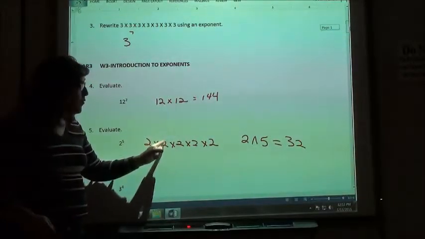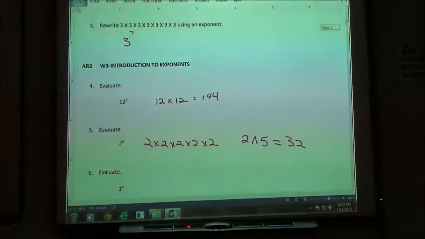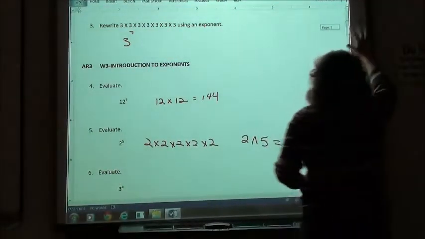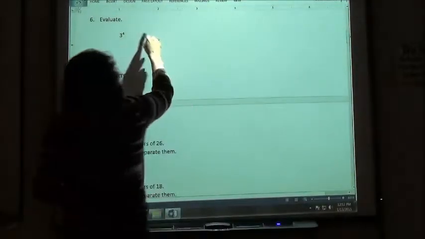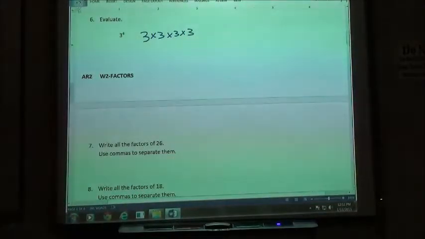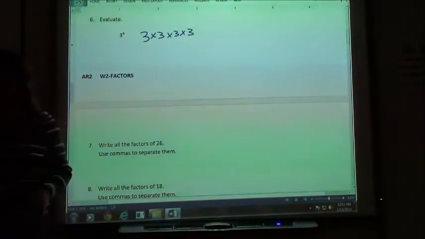If I really had to do it the long way without my calculator: 2 times 2 is 4, 4 times 2 is 8, 8 times 2 is 16, and 16 times 2 is 32. So, number 6 says we're going to evaluate 3 to the 4th power. If you did 3 times 3 times 3 times 3, or used your calculator and did 3 caret 4, you come up with 81.